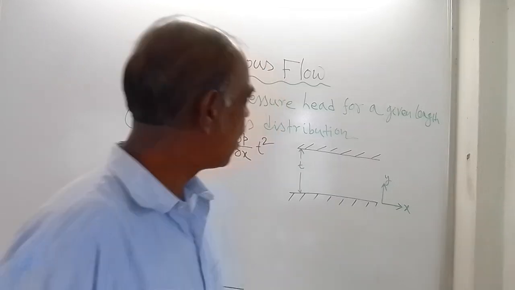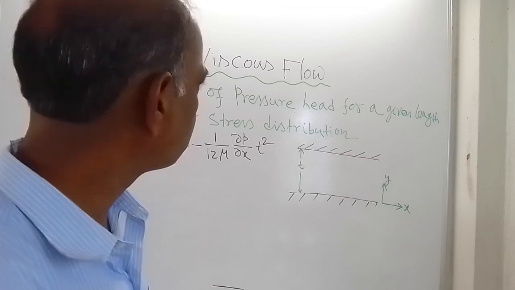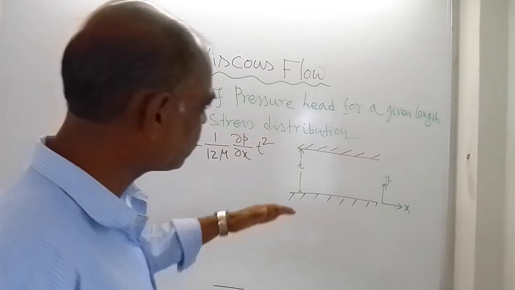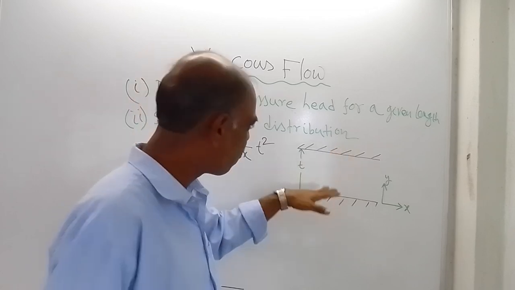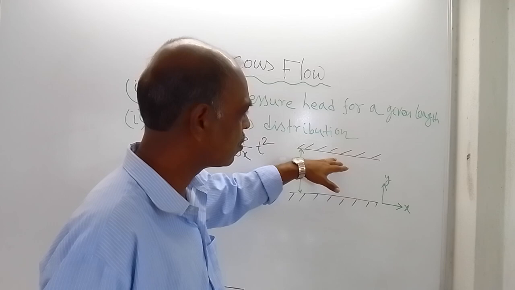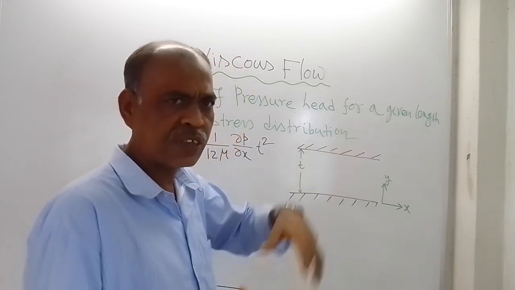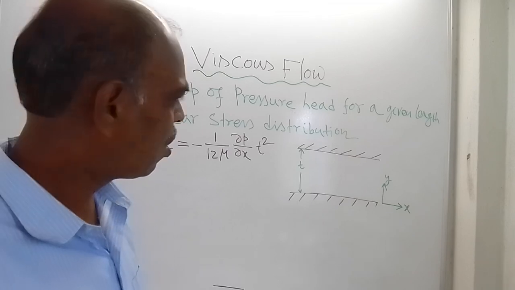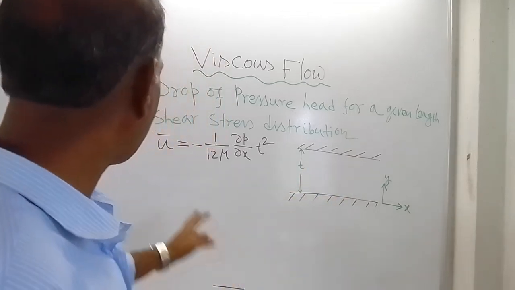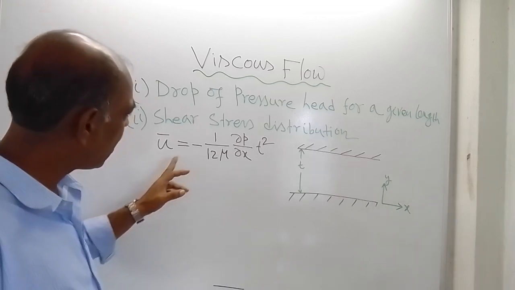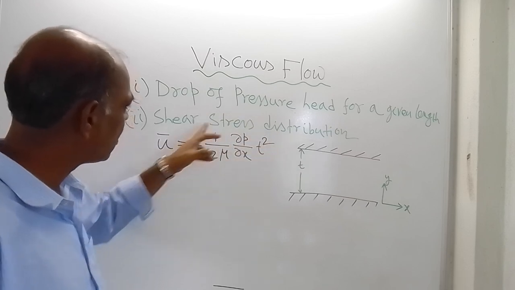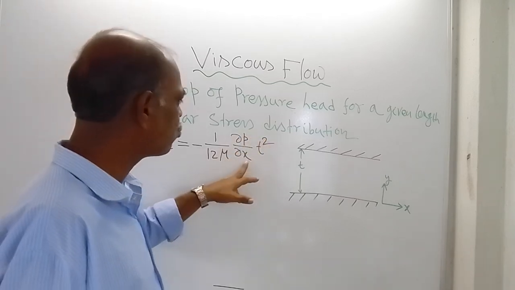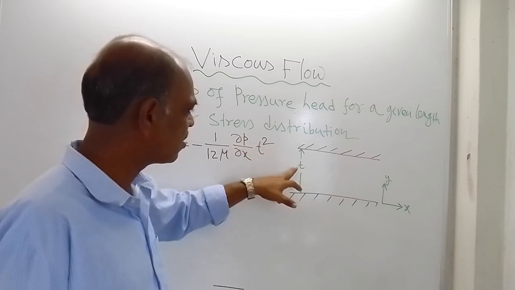Today I have come with a new topic. Topic number one: drop of pressure head for a given length. The flow is between two parallel plates where both plates are held fixed. This is the lower one, this is the upper one. The distance of separation between the plates is small t. This is the x-axis, this is the y-axis. For this case, the average velocity was obtained as minus 1 by 12 mu, where mu is the coefficient of dynamic viscosity, del p del x, where p is pressure, into t square.